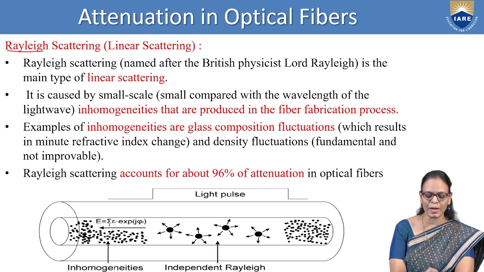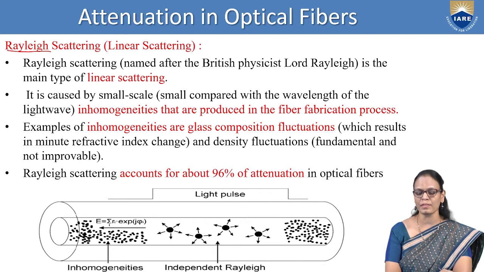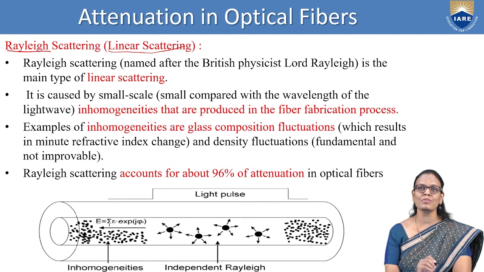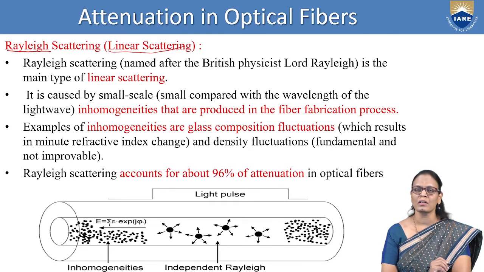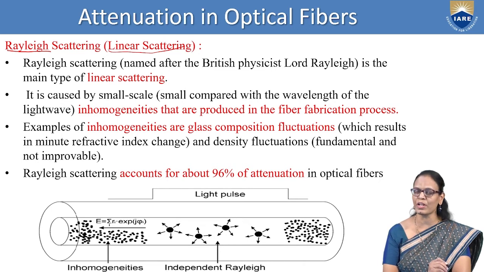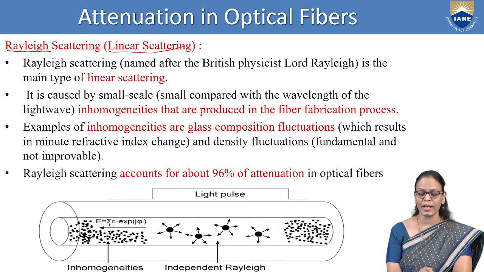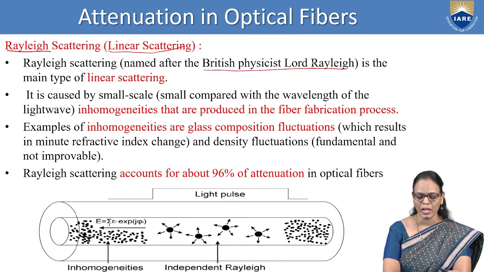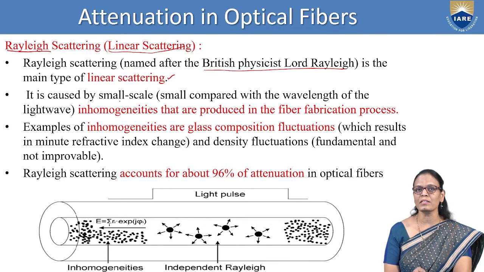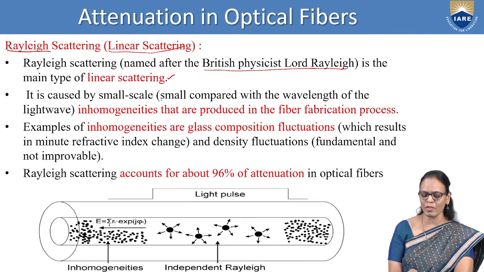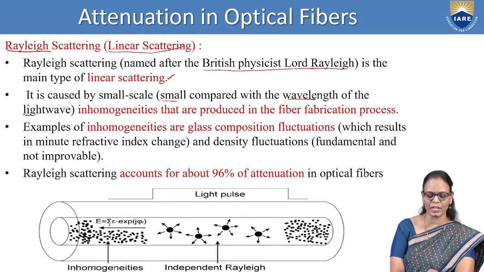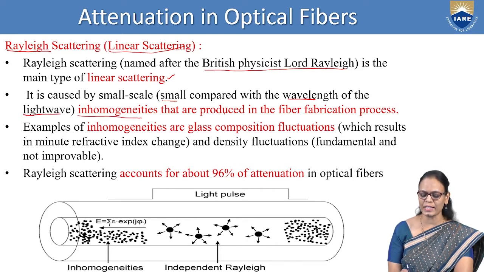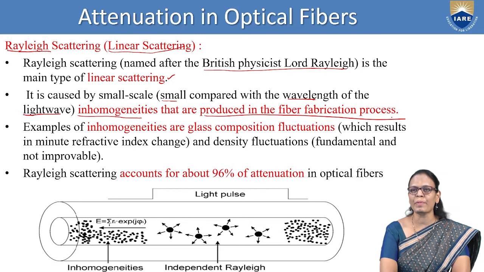Now we will discuss Rayleigh scattering. Rayleigh is the name of the scientist. This is a type of linear scattering. In linear scattering there is no change in frequency after the scattering, that is, the scattered wave will have the same frequency as the incident wave. Rayleigh scattering is named after the British physicist Lord Rayleigh, and it is the main type of linear scattering. It is caused by small-scale inhomogeneities, small compared with the wavelength of the light wave, that are produced in the fiber during the fabrication process.